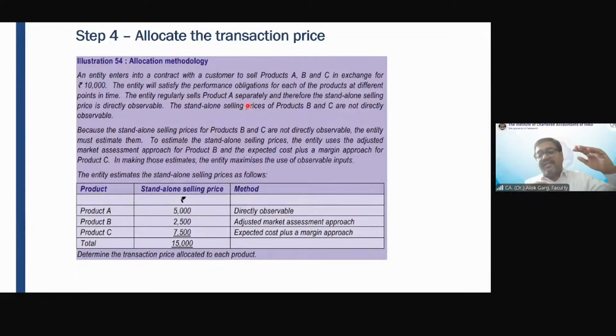So in this question, I have redrafted and I have also asked you to compute the standalone selling price of product B. I have also asked you to compute the standalone selling price of product C, right? So in that case, you have to write that I have used the AMMA approach. I have used the cost plus margin approach. Okay. Thank you, sir.